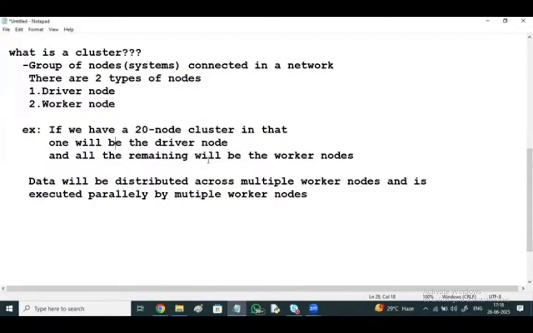We can set up our own cluster. In the case of cloud, we select the driver node configuration and the worker node configuration. With a higher configuration, more charges will be applied. We also select how many worker nodes, and for each worker node, what configuration. Data will be distributed across multiple worker nodes and executed parallelly.